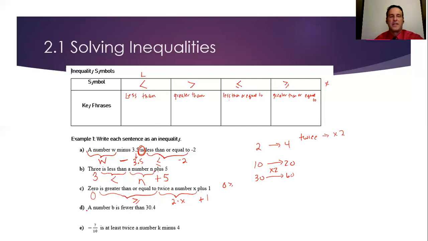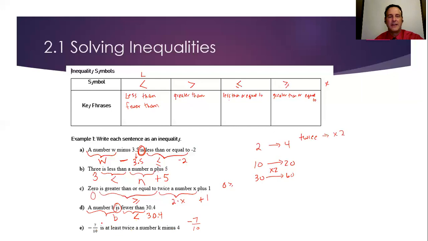Cool. The next one is a number b. Is, again, look at those 4. Fewer than. Now I don't see fewer than, but that just means less than. Same thing. I'm going to write that in now since it came up. Fewer than. So let's make a less than 30.4.